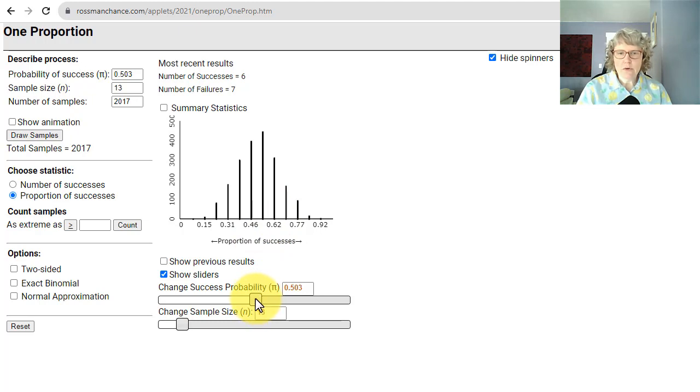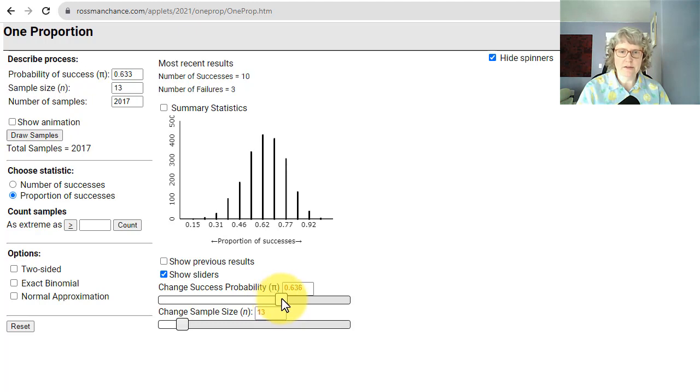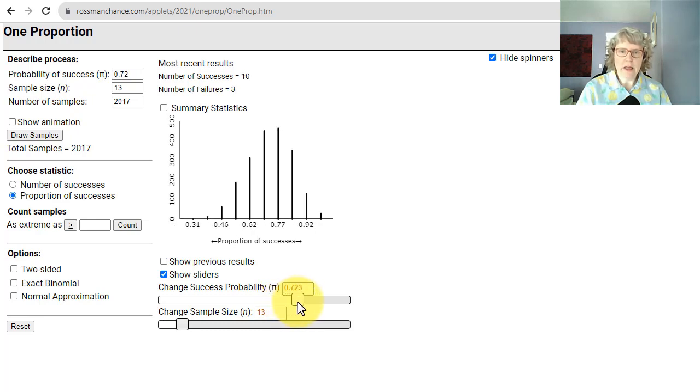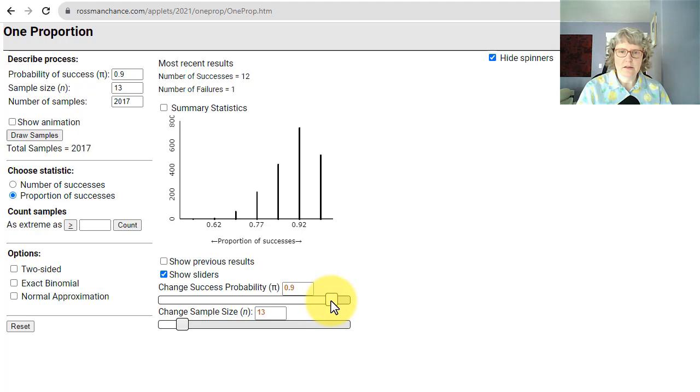But then now let me go to a higher chance of probability, so higher success. I put my n back down to around 10 or 13. Now I'm going to move the slider over to the right, and you can see that the probabilities are shifting to the right and it's skewed to the left. So same thing up here.